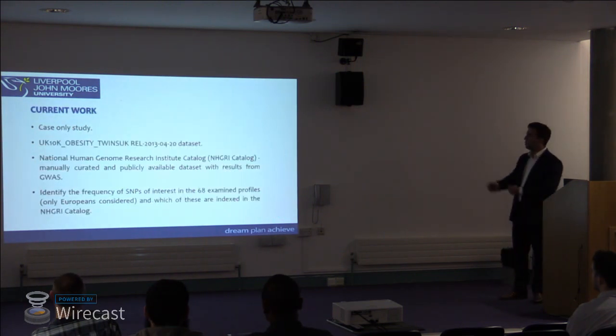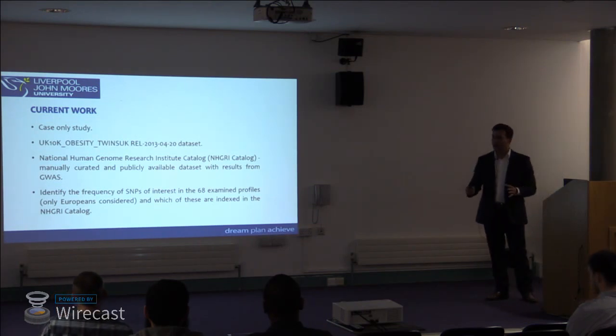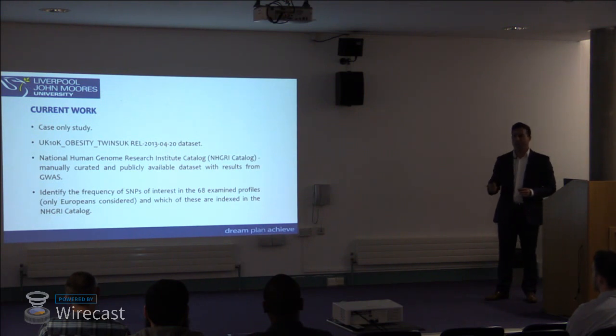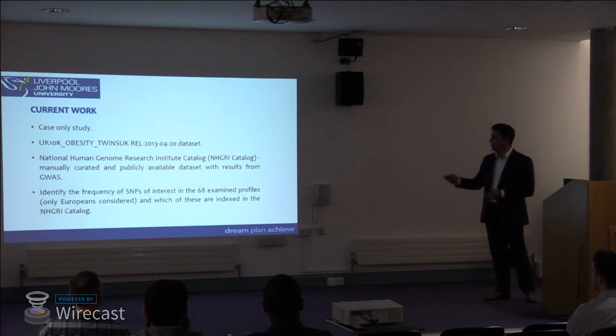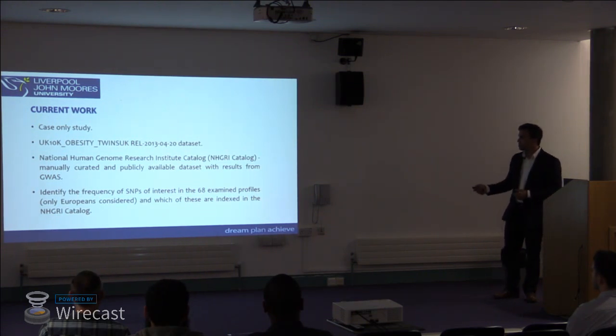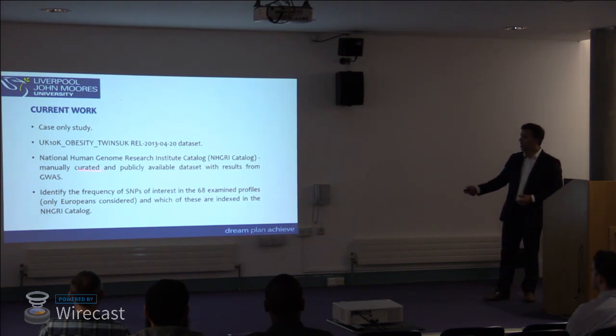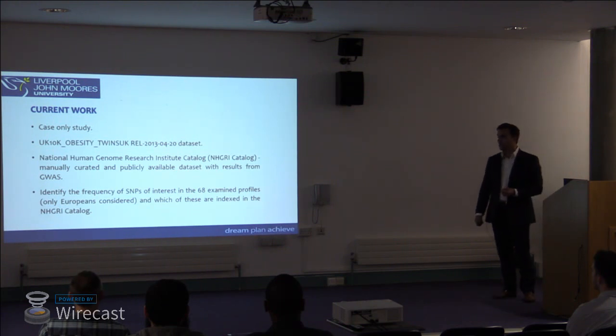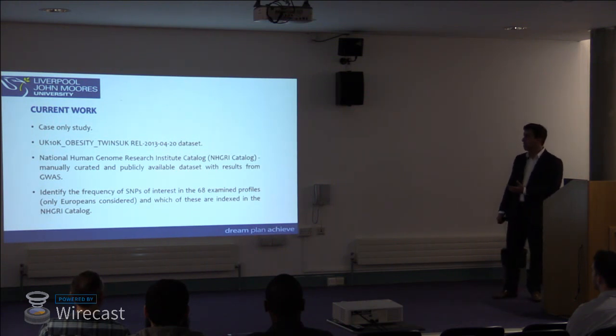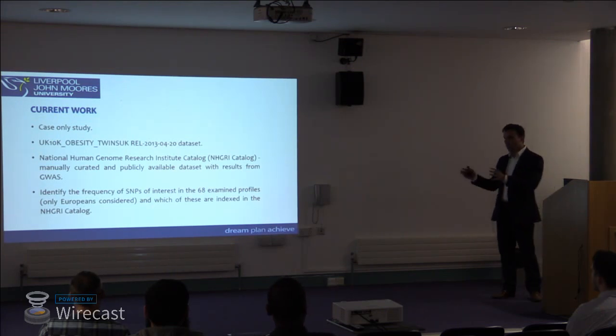I will move now on to my current work. I have conducted a case-only study where we analyzed 68 genetic profiles of extremely obese people. We got that data from the Sanger Institute, and rather than conducting our own genome-wide association study to identify the SNPs associated with a disease, we took advantage of a manually curated and publicly available data set with results from genome-wide association studies. It's called the National Human Genome Research Institute catalog.